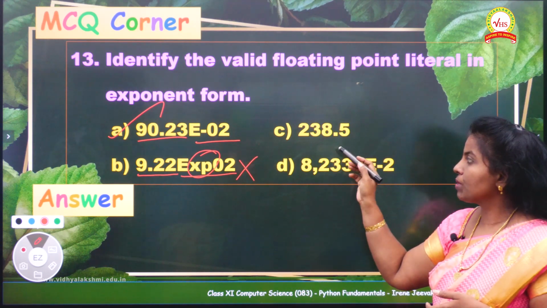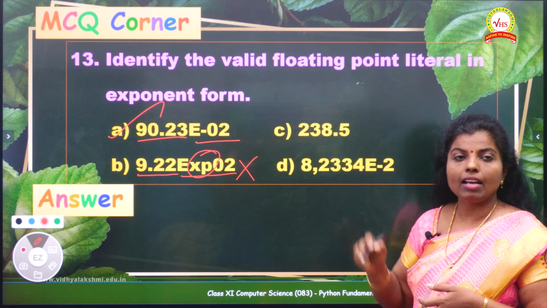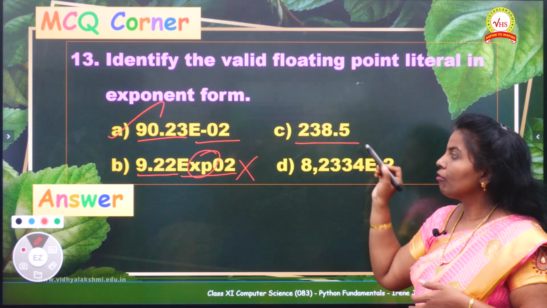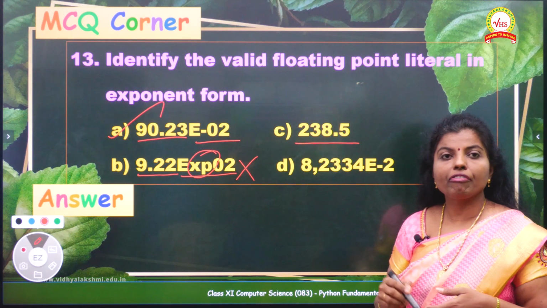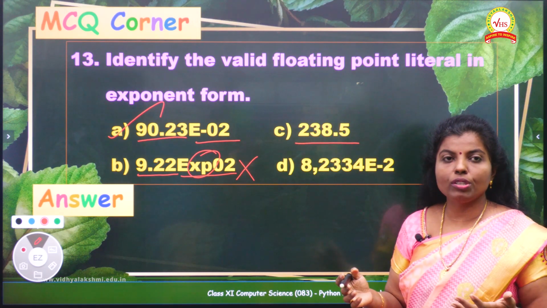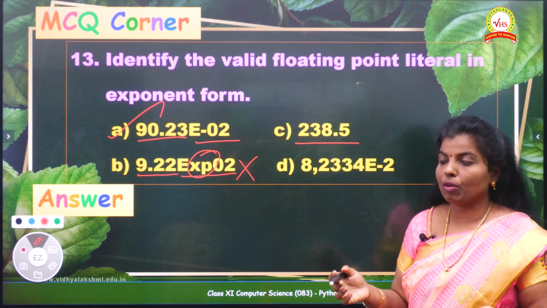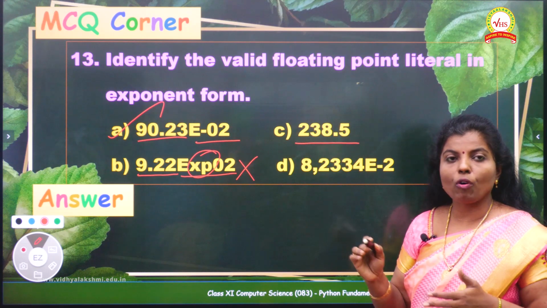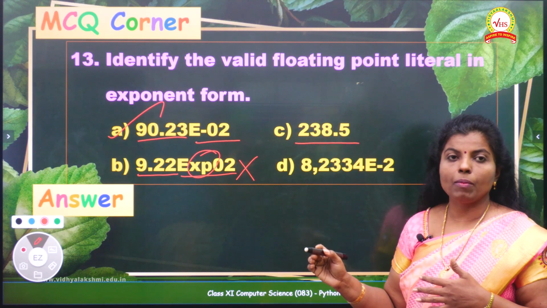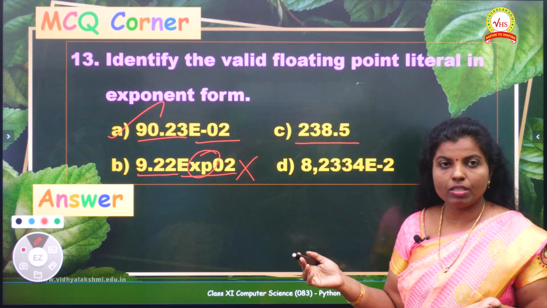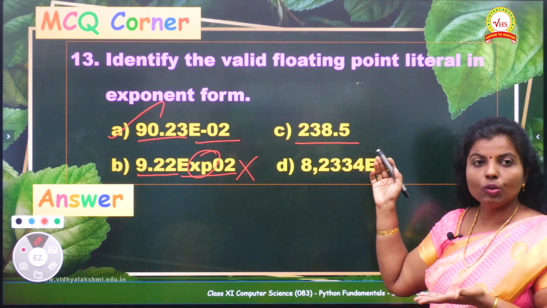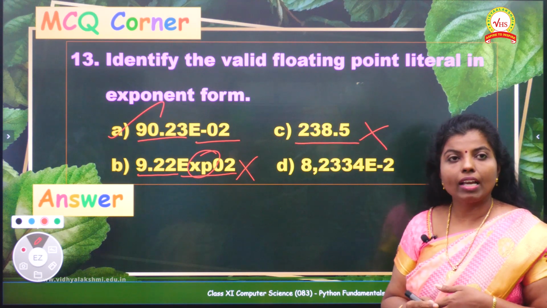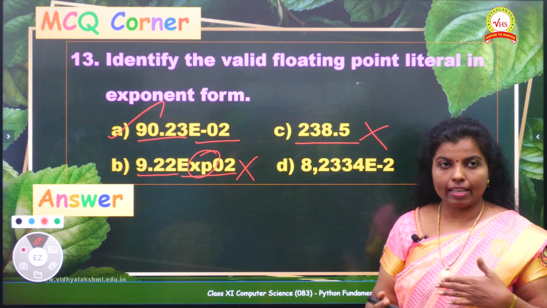And if you see option C, it is given as 238.5 and this is a floating point literal in fractional form. So this is not going to be a floating point literal in exponent form. If it is in exponent form, the letter E followed by an integer number, positive or negative, has to be specified. But here there are no exponent parts specified. That's why this is also going to be an invalid floating point literal in exponent form.